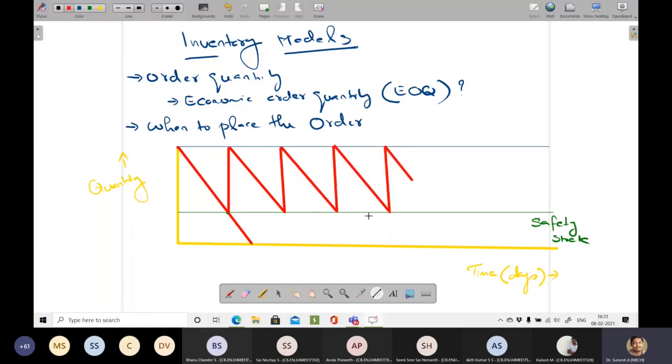Now, half of the stock that you are holding in your industry is called the average inventory. So this is called the average inventory, or Q by 2. That is Q by 2, and this is Q.